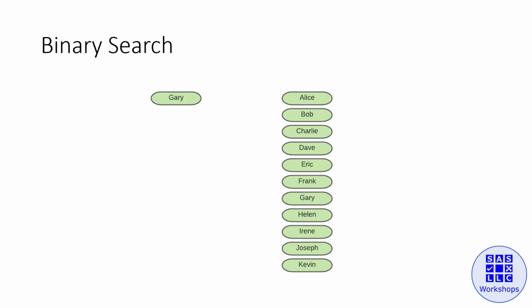One solution to this problem is called a binary search. It has one requirement, and that is that our list must be sorted. In this case, our list is in alphabetical order.